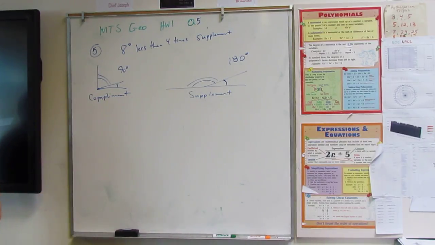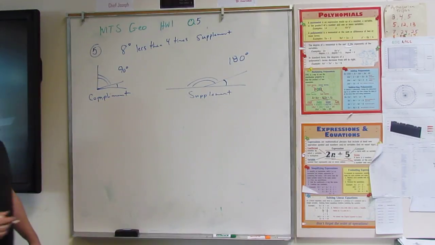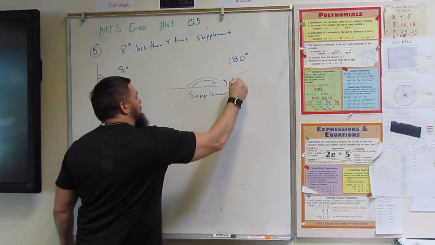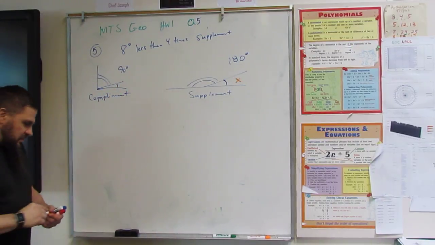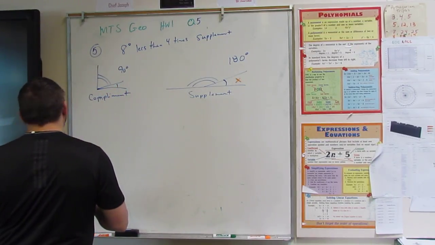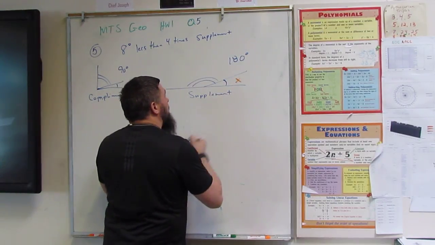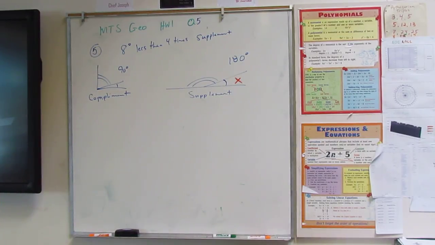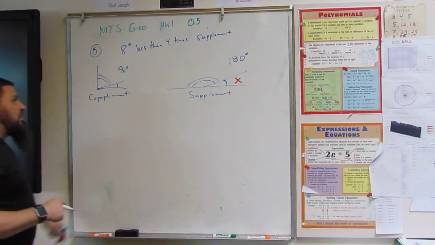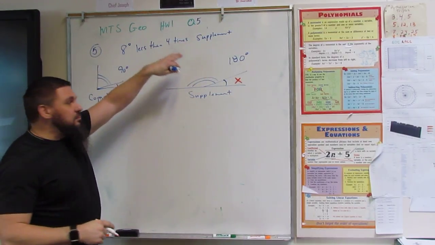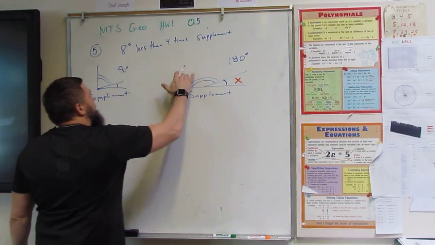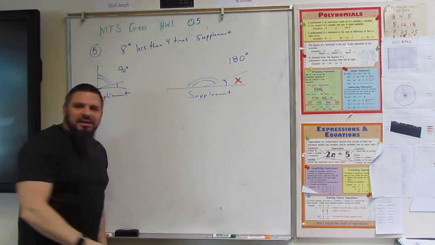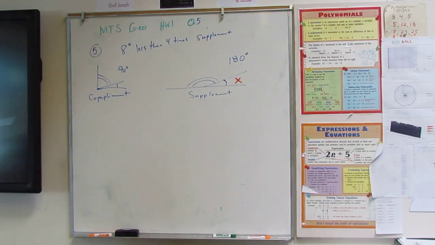Rule of thumb is, you're going to make the smaller angle X. That's the one that we don't know. We call that the supplement. The other angle is going to be 4 times this. So how would I write 4 times X? 4X.